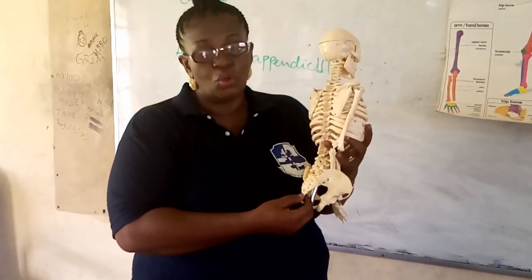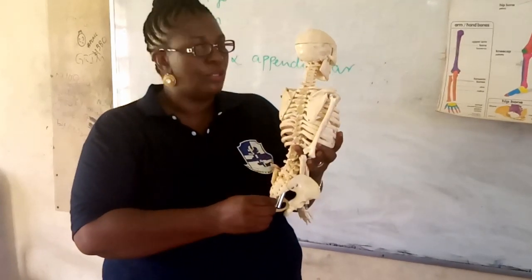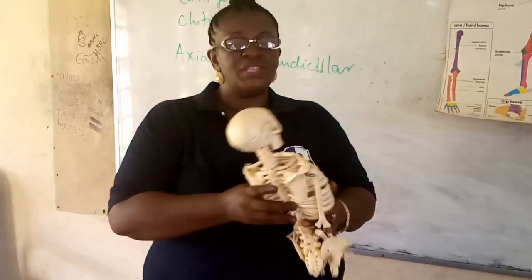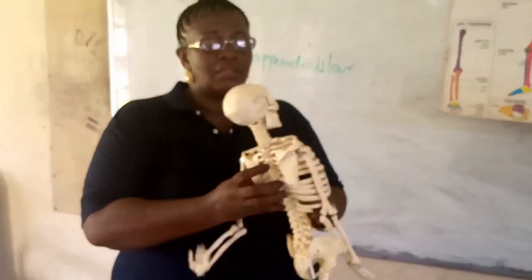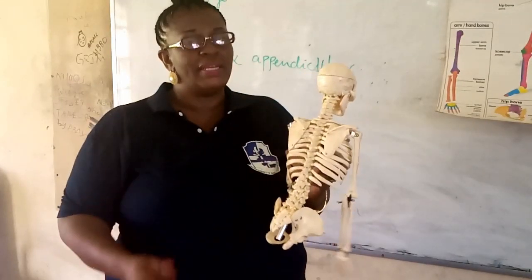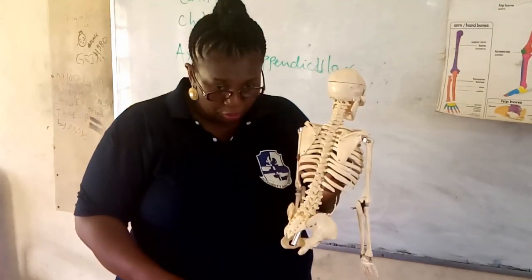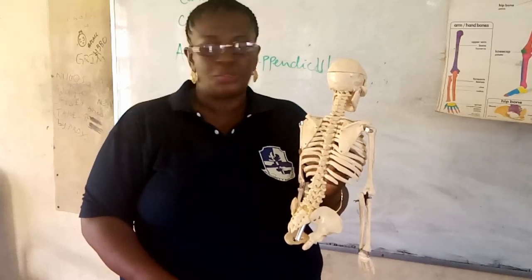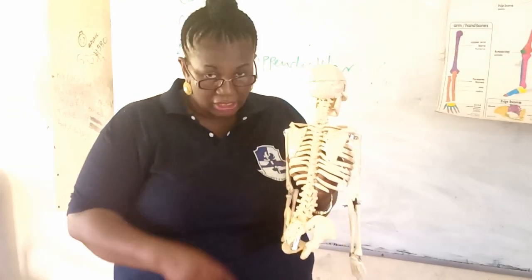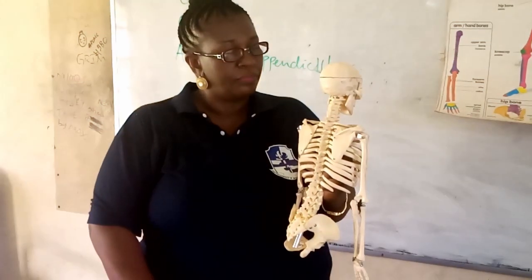We are aware that there's no tail in man, but the 3 to 4 bones have been fused together to form the coccyx. Each of these bones, each of these vertebrae have features that can be used to identify them. In the neck, for example, you are able to nod, you are able to rotate your head because of the presence of the atlas for nodding and your axis for rotation.